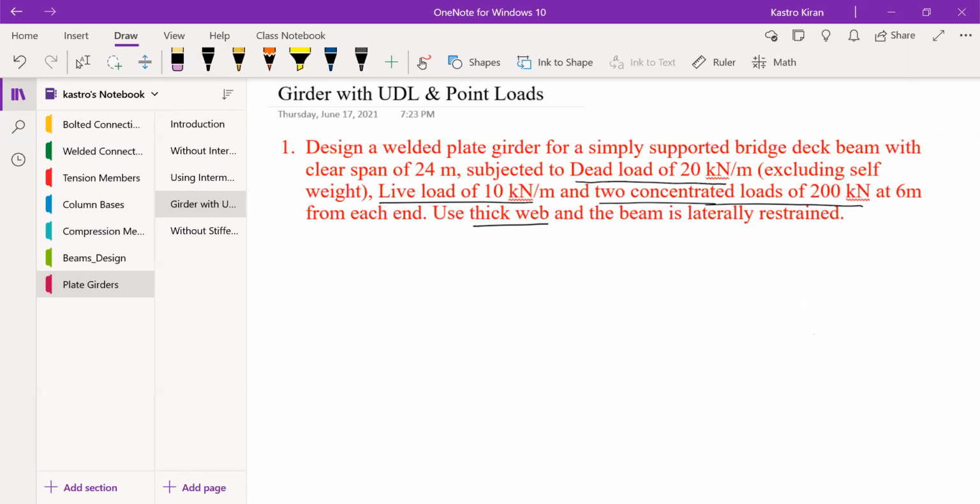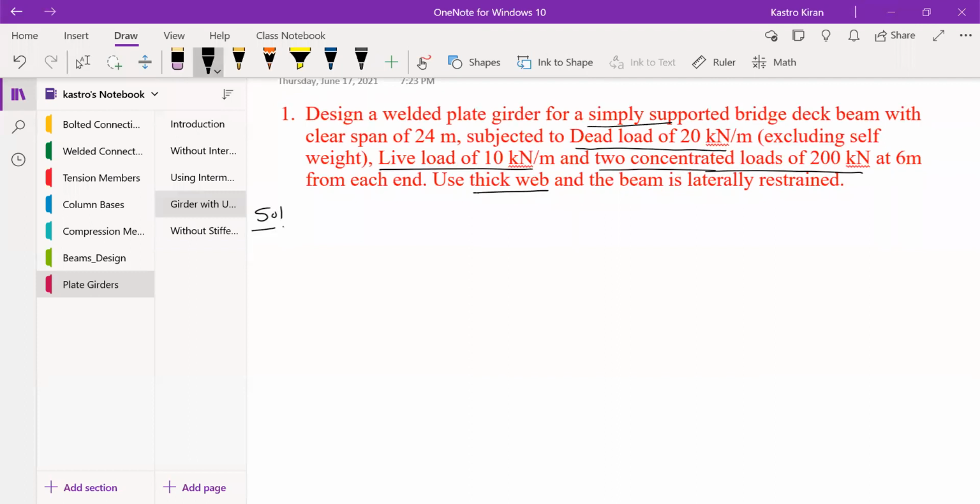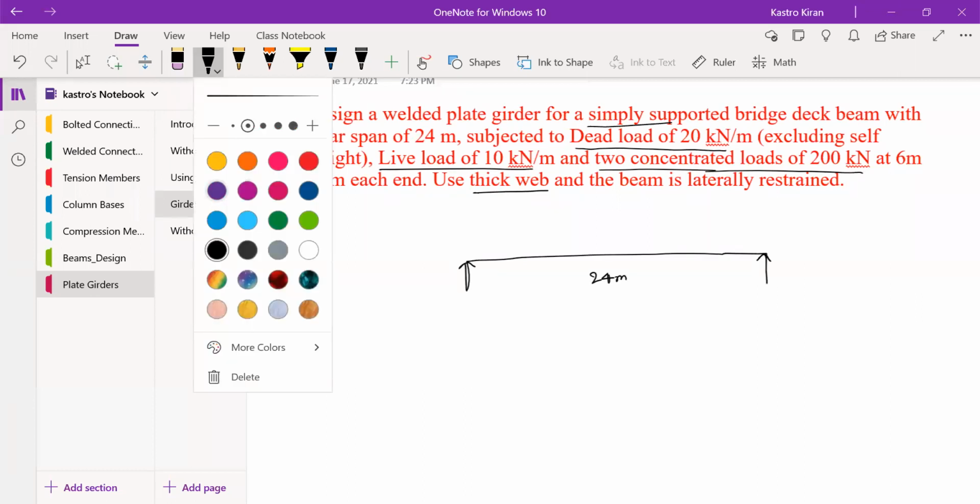Now, the second thing here is, you have two types of loads. One is the dead load and the other one is the live load. Along with that, you also have concentrated loads or point loads on the member. So before solving the problem, let us draw the diagram. It's a simply supported beam, as they have said. So let me draw the simply supported beam, which has a span of 24 meters.